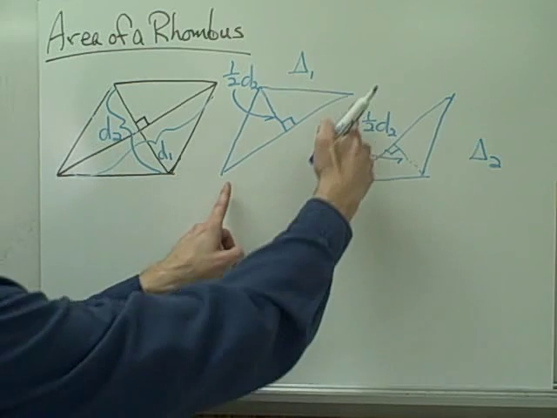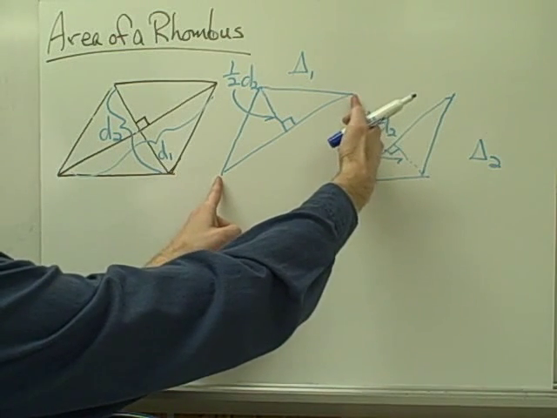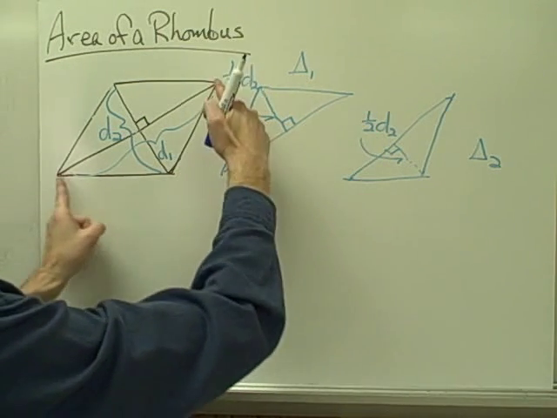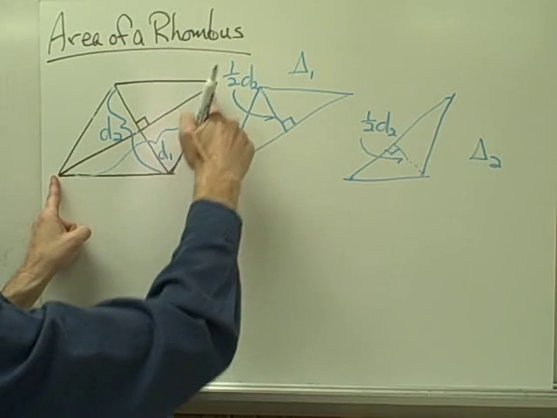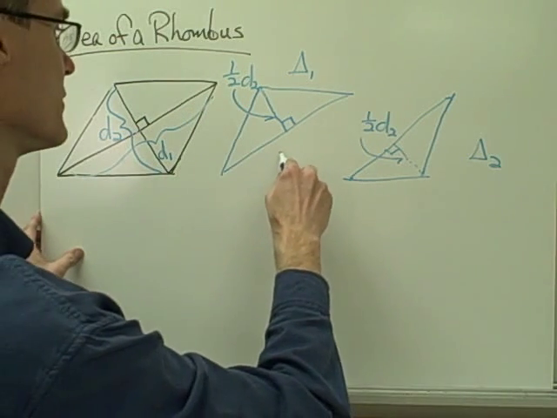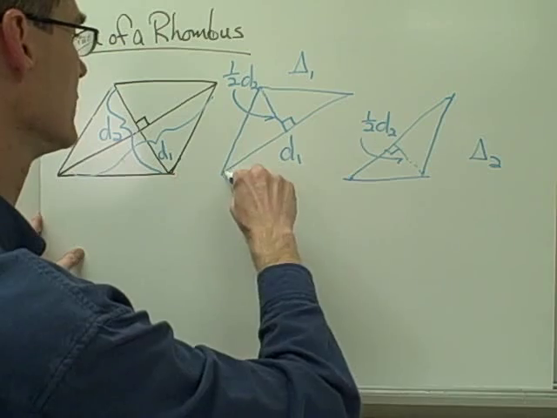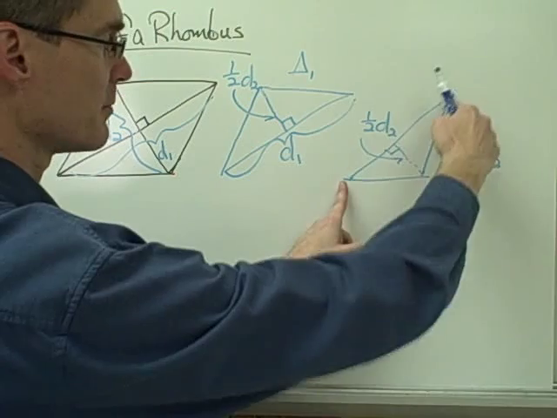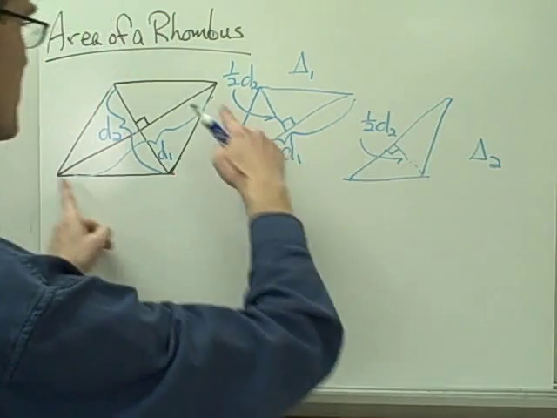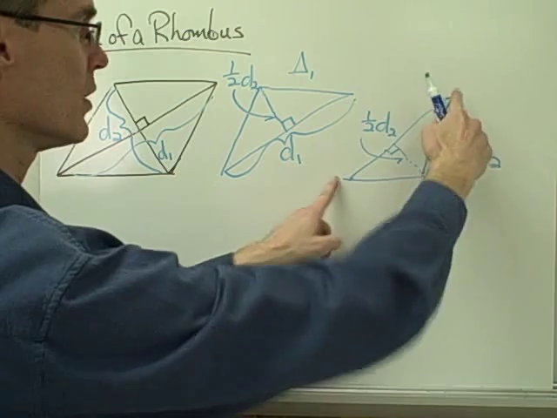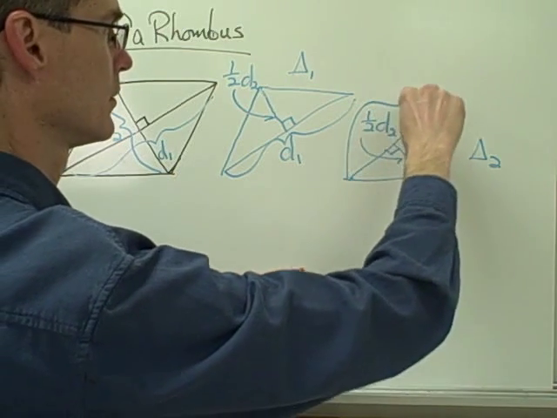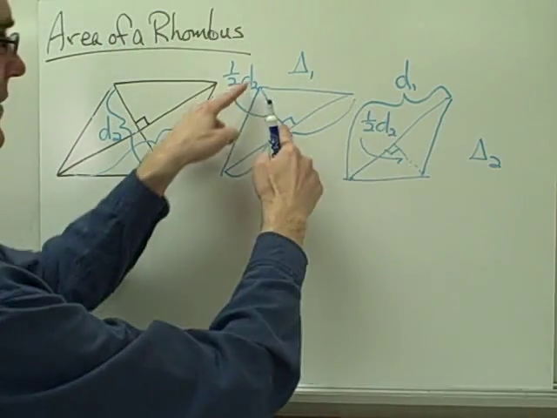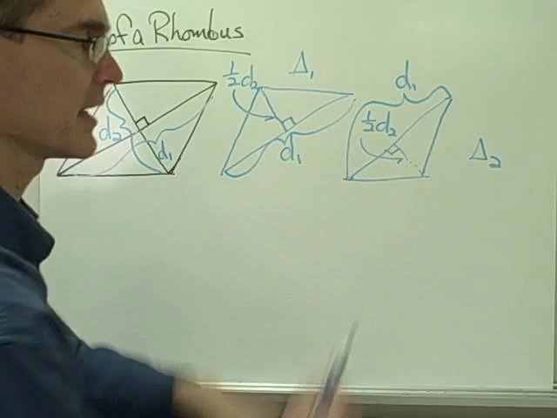Well, here's the base that I want to use for this triangle. What's the length of this base? Well, I can see the length of that base. It's the same as this long diagonal, the one I've called D1 in my rhombus. So this base here is D1. This base here, I'm going to use as the base for my second triangle. That base is also that same length. It's D1. Well, now I have the base and the height for this triangle. I have the base and the height for this triangle.